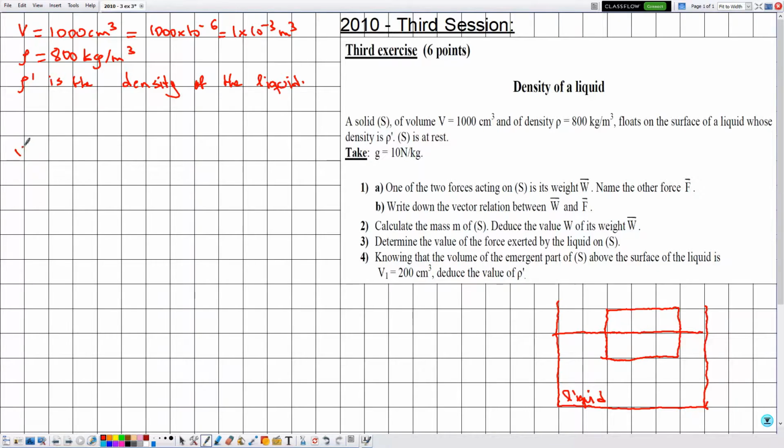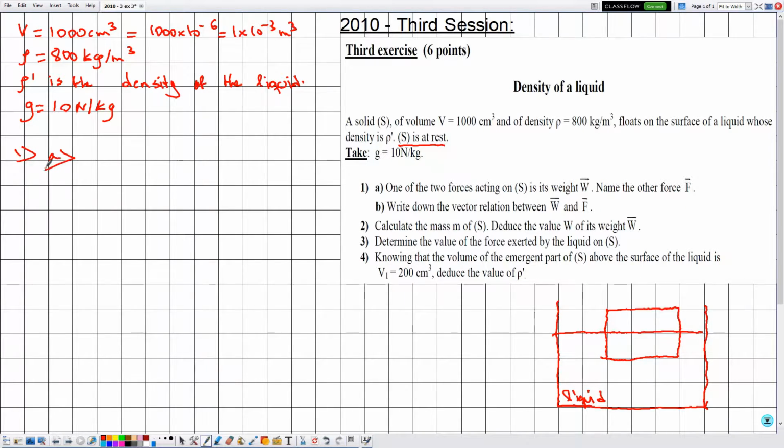Now take g equal to 10 newtons per kilogram, so we are performing this experiment on the surface of Earth. Moreover, here they are telling me something important, that S is at rest. So we can use at any time in this exercise the condition of equilibrium.